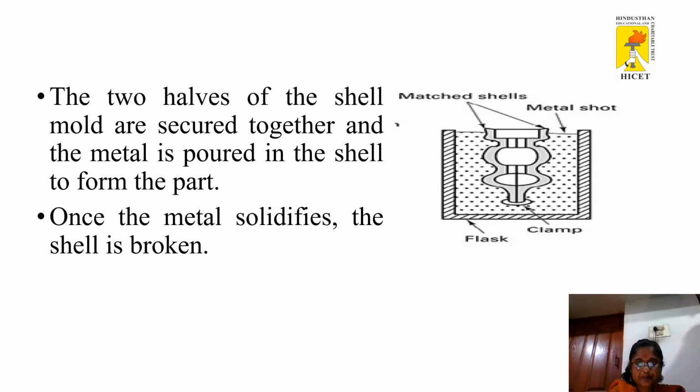So next step, as we have made the half shell, another half shell will be made and combined together. Okay, so secure together, and the molten metal is poured into the shell to form the part. Inside this, through the gating system, the molten metal will be poured. After getting solidified, the shell will be broken.